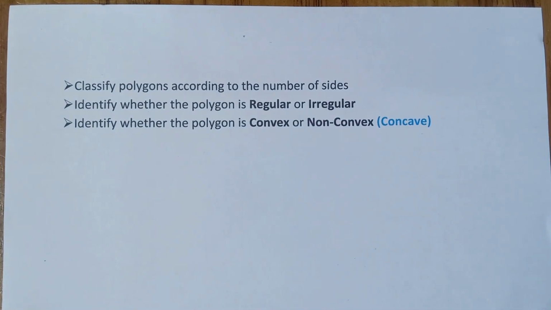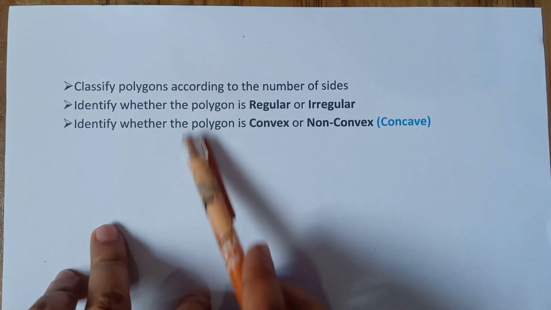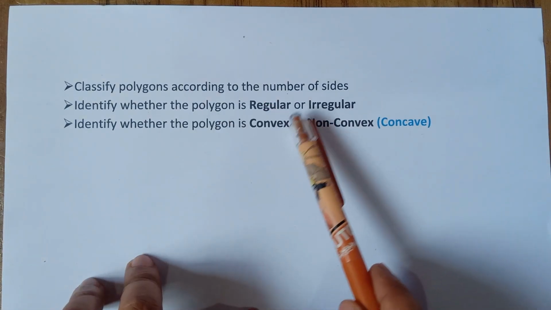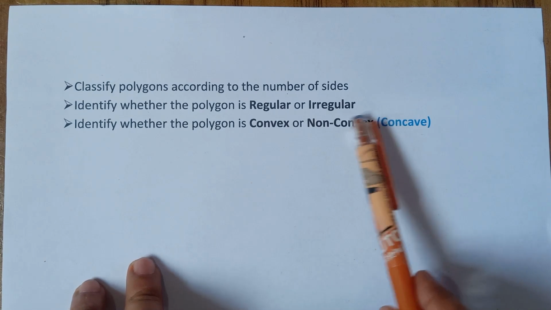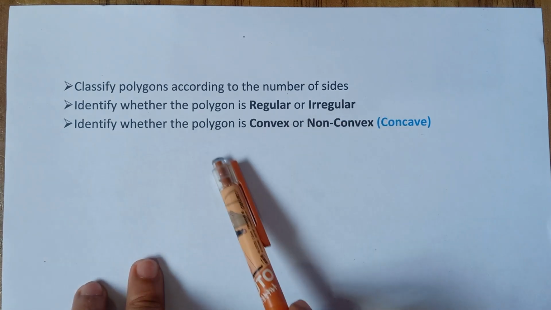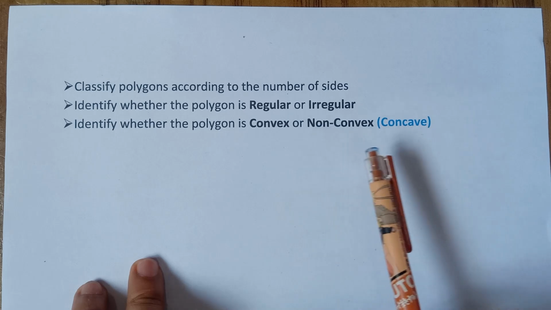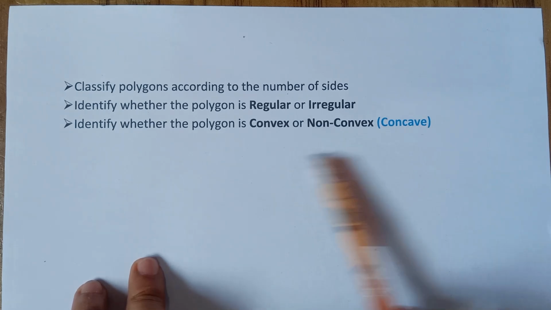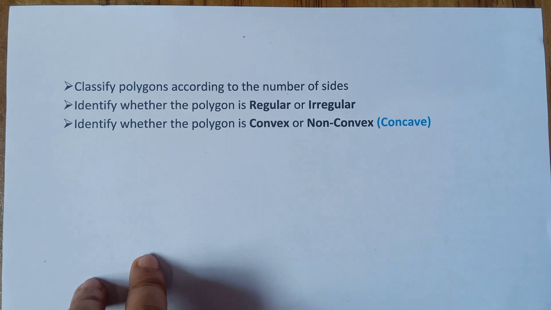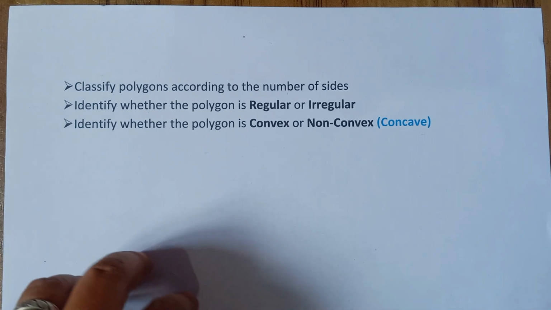Our topic for today's class is all about classifying polygons according to the number of sides. Identify whether the polygon is a regular or irregular polygon. And lastly, identify whether the polygon is convex or non-convex. Now for non-convex, we also call that one concave. So without further ado, let's do this topic.